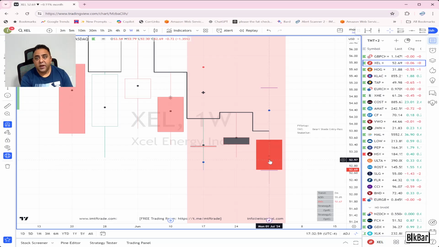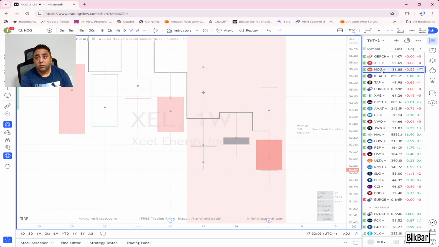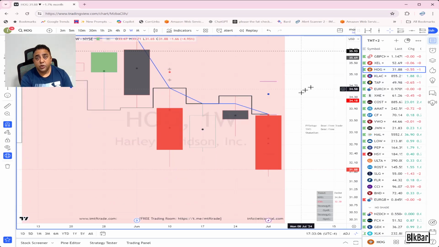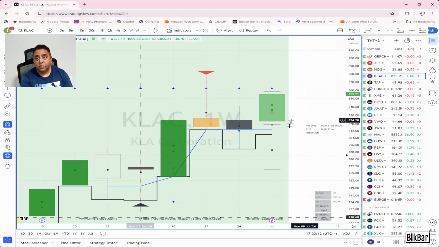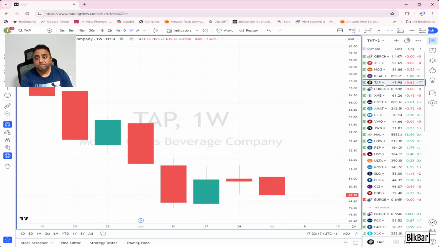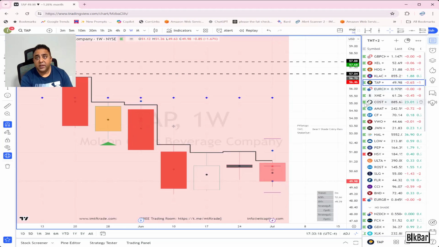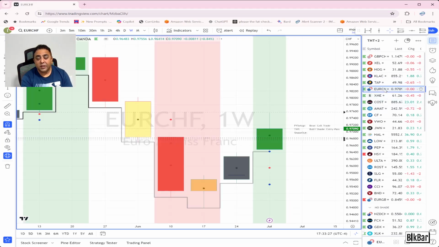XLE, this is a bearish trade. You entered right there at the end of the week. It was profitable. HOG, this is a profitable trade here. This is CLAC. This was a bullish trade here. That was profitable. This is a bearish trade. That was barely profitable because you entered there and it kind of closed right around there. So that's almost like a break-even trade, but still was a little profitable by a couple of points, not much.